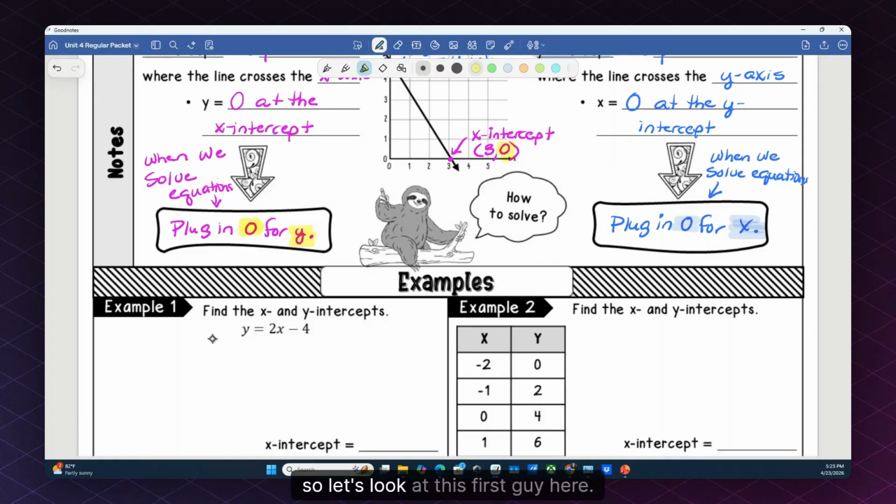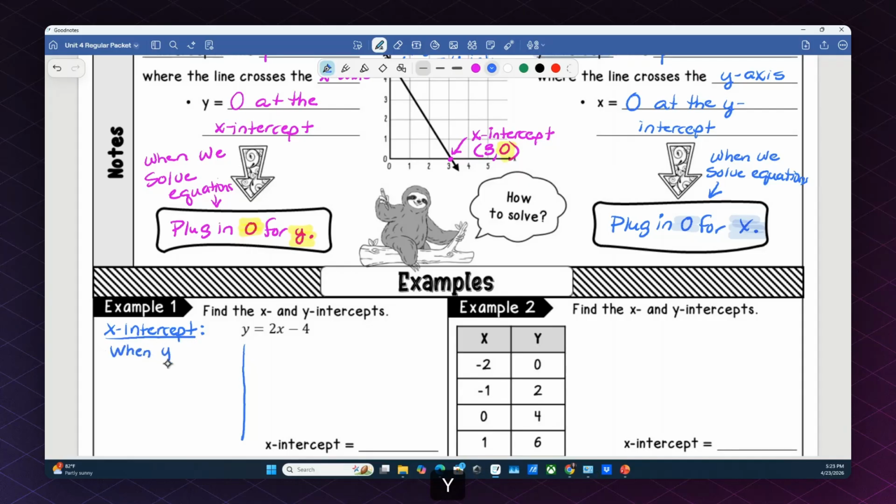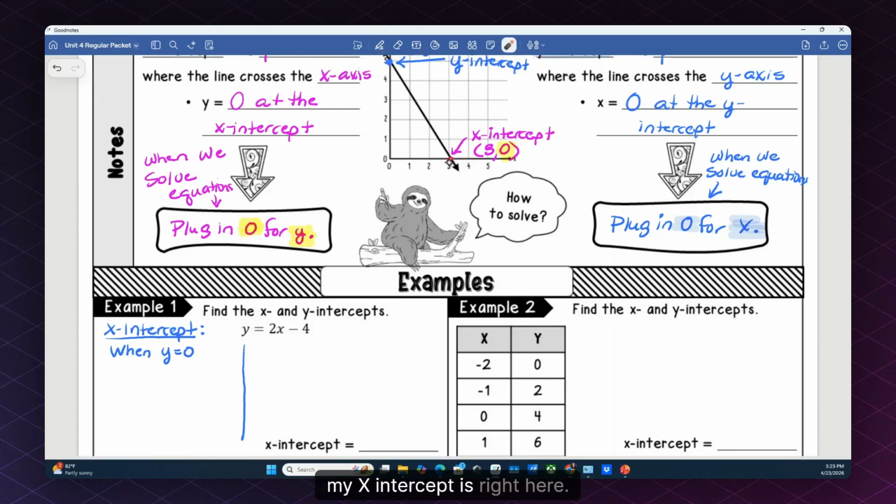Let's look at this first one here. This first example says find the x and y intercepts, and we're given this equation. I'm going to break this up into two chunks. Here I'm going to put my x-intercept, and let me remind myself, when I'm finding my x-intercept, this is going to be when y equals 0. We just proved it up here. My y is 0 in that case, so we're going to plug 0 in for y. That's how we'll solve it.